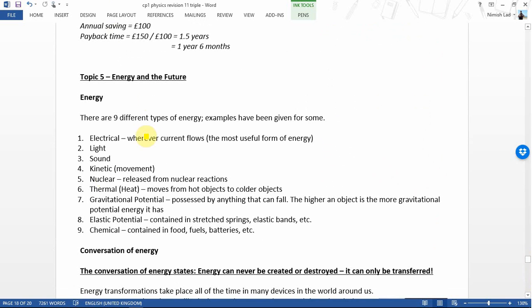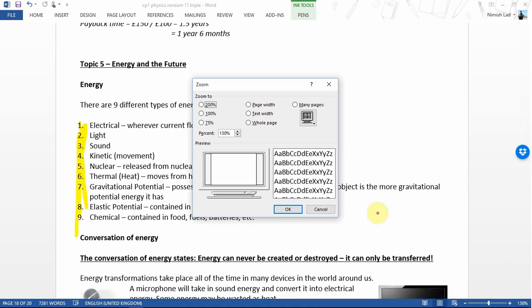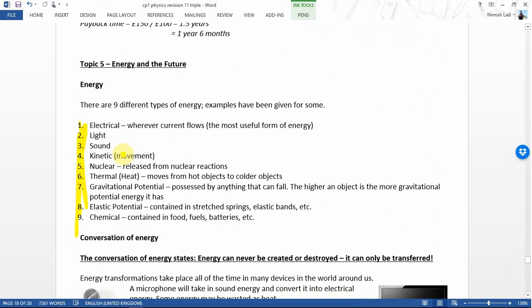So our 9 forms of energy are here. So electrical, light, sound, kinetic, nuclear, thermal, gravitational potential, elastic potential, and chemical. That's pretty straightforward. There are 9 forms of energy there, and you should be able to pick up examples of those pretty easily. If not, Bitesize has a very good list of examples of each of those, but I've got a few on there as well. The main ones that people sometimes make mistakes about are nuclear, which is about energy released from nuclear reactions, and gravitational potential, essentially anything that has the potential to fall.